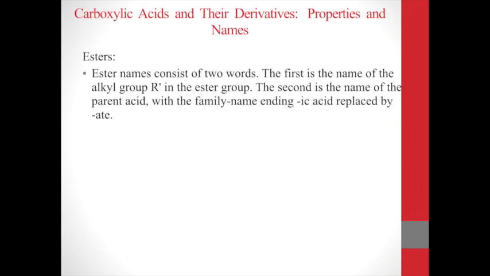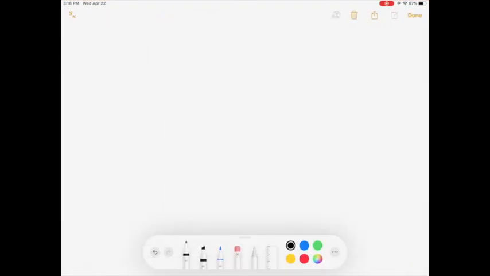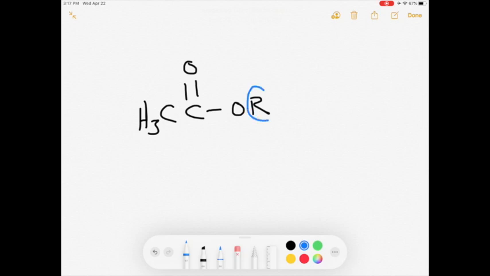When naming esters, the name consists of two words. The first name is the name of the alkyl group R in the ester. Let's do an example there. Okay, so I'm just going to use this one right here. We're going to name the alkyl group that is in the R. So whatever this is going to be, we'll name that first.